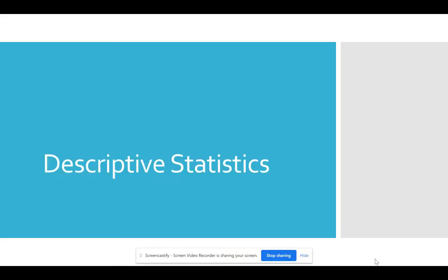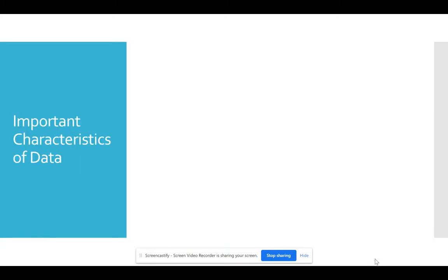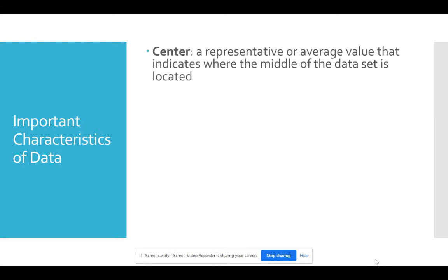In this video, we're going to talk about descriptive statistics. If you'll recall, there are 5 important characteristics of data that you want to express or explain whenever you are describing a data set. The first of those is the center, which is a representative or an average value that indicates where the middle of the data set is located.